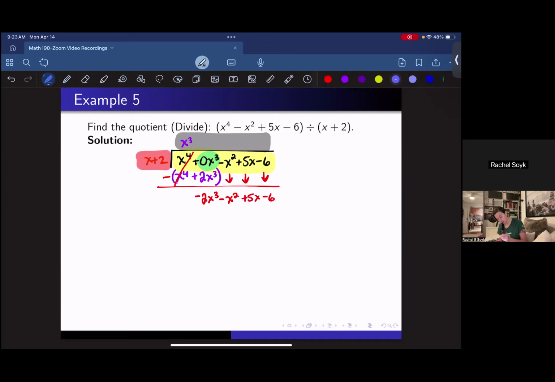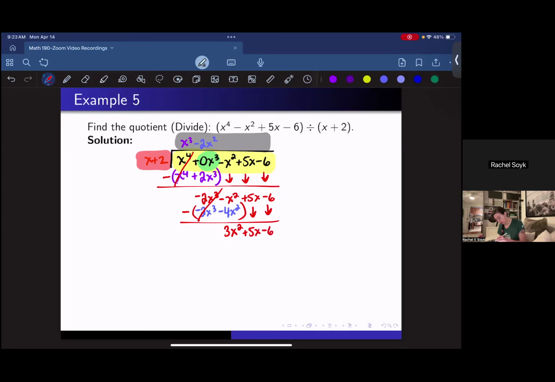X times what gives you negative 2x cubed? That's just negative 2x squared. Negative 2x squared times 2 gives you a negative 4x squared. Again, we're subtracting this so that that negative 2x cubed cancels out. And so we have positive 4x squared. So negative times a negative is a positive. Minus x squared is 3x squared. Bring everything else down.